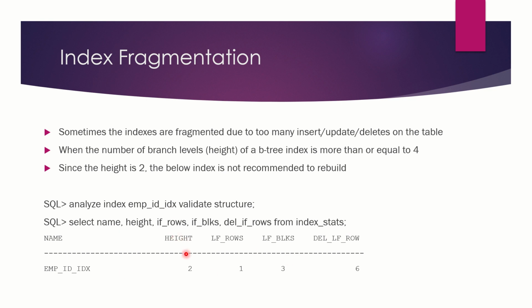And if you see that the height is only 2, that means for this B-tree index there is one root branch and one branch block. Since the height is 2, it is not eligible to be rebuilt, which means that this index is not fragmented at this point of time. So the next cause for my query running slow at the SQL level is your index fragmentation.